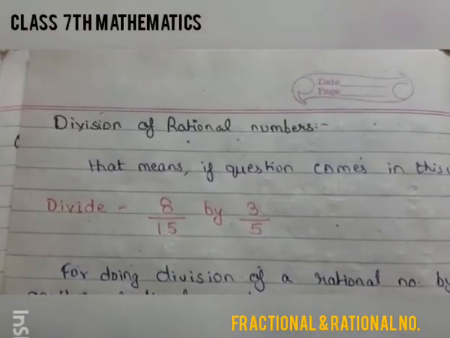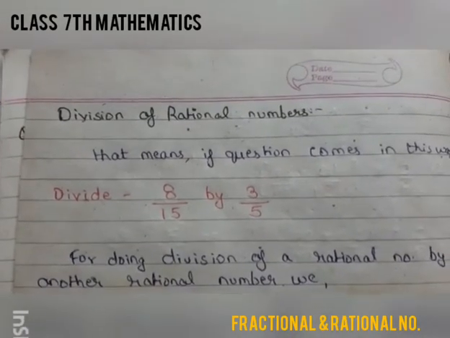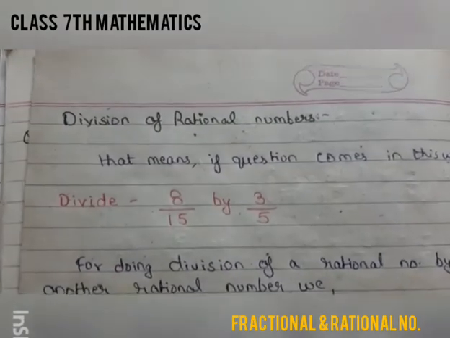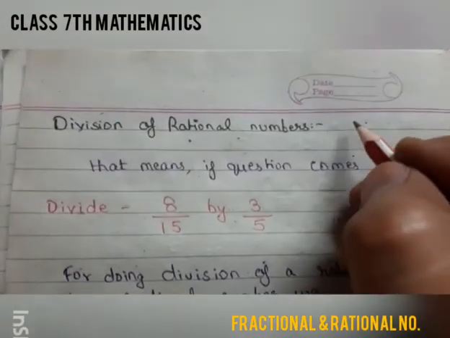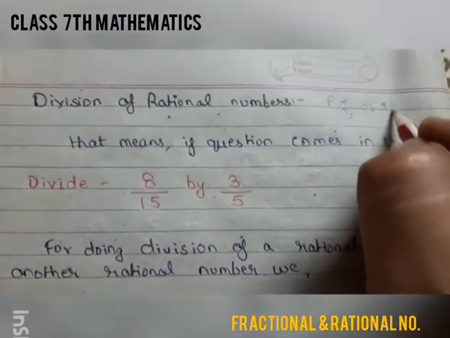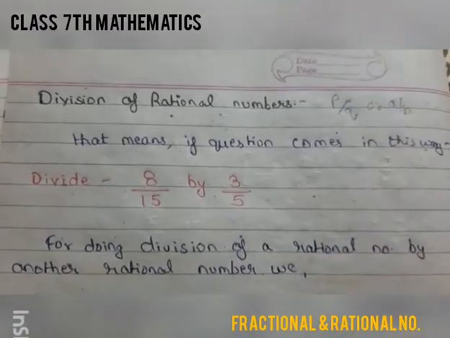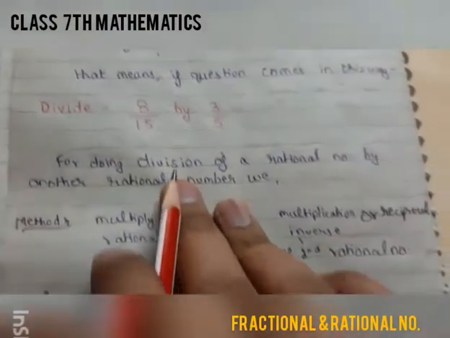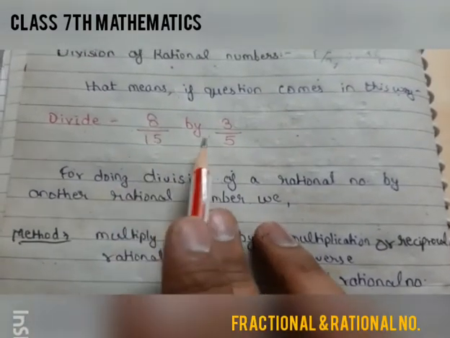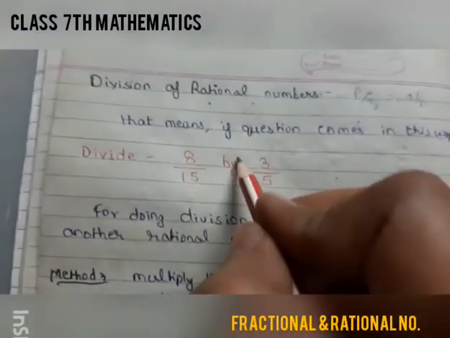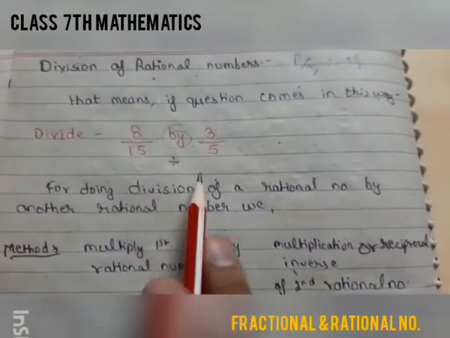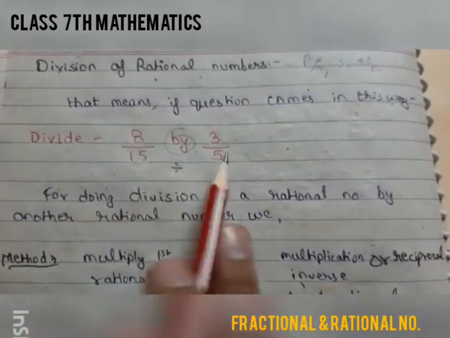Good morning, students. Now we are going to start exercise 2.9, that is division of a rational number. We have already discussed that any number in the form of P upon Q or A upon B is called a rational number. Now, suppose a question is given like this: divide 8 upon 15 by 3 upon 5. This means division. Both of them are rational numbers, so how do we divide them?